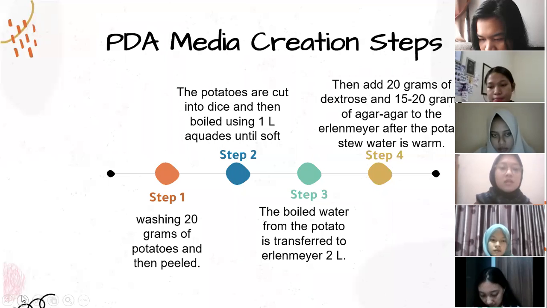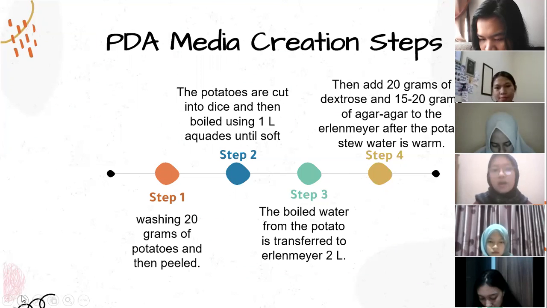So this is how we create the PDA media. The first step is washing 20 grams of potatoes and peeling the potato. After the potato is peeled, we cut it into dice and then boil it using 1 liter of aquades until the potato is soft. And then the boiled water from the potato is transferred to a 2 liter Erlenmeyer.